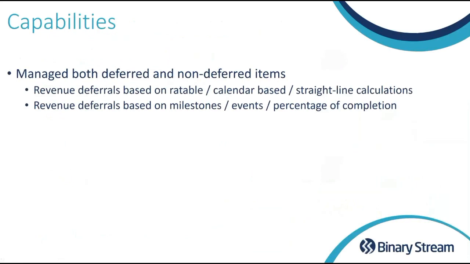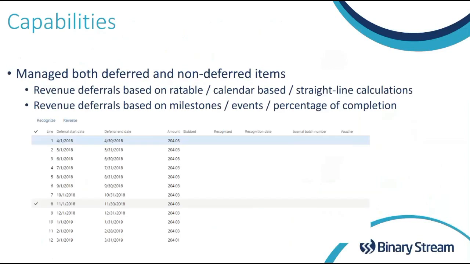You have the ability to manage both deferred and non-deferred items on a single sales contract. We can do deferrals two different methods. We can do it based on a ratable, calendar-based, straight-line calculation. For example, you see in the chart here, we've got April, May, June, July, 204.03 a month. We do have an option as well that allows you to have, rather than equal per period, a per diem recognition. So the month of May and July that have 31 days would get a little more revenue than April and June, which have 30, which would get more than February, which is sometimes 28, sometimes 29, depending upon the year. So that's the straight line type of recognition.